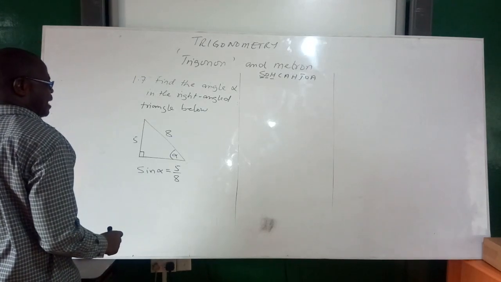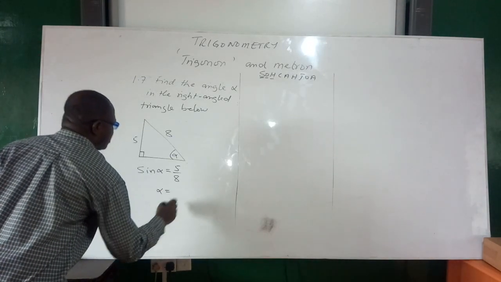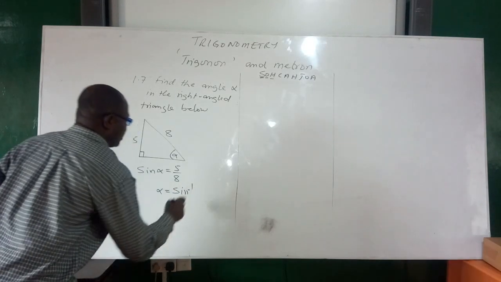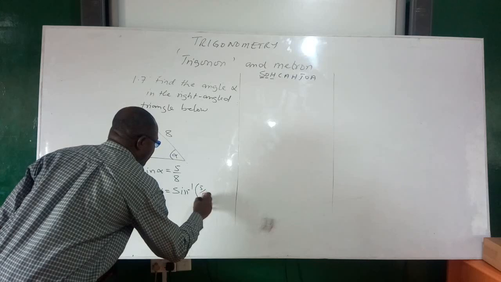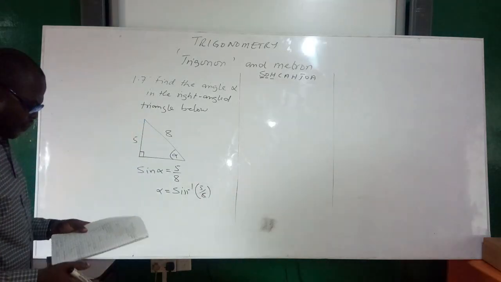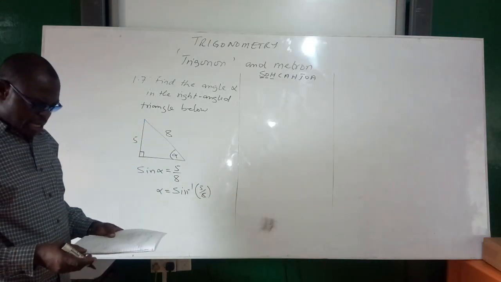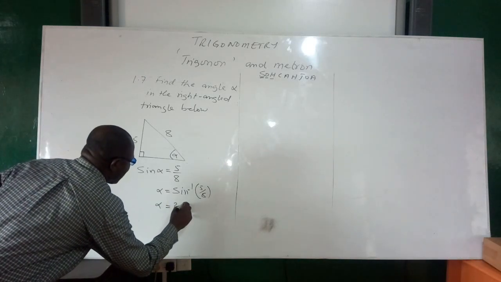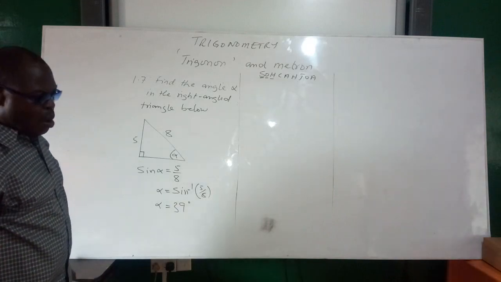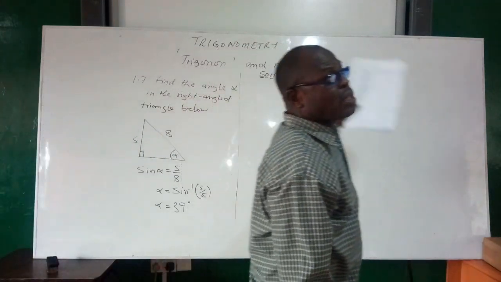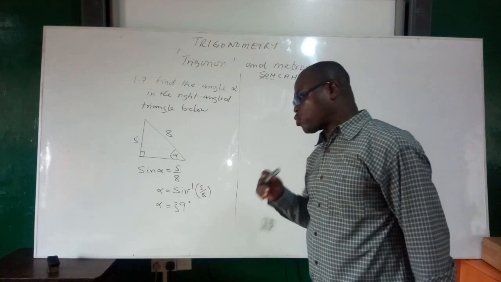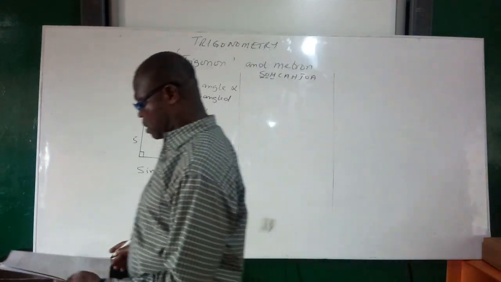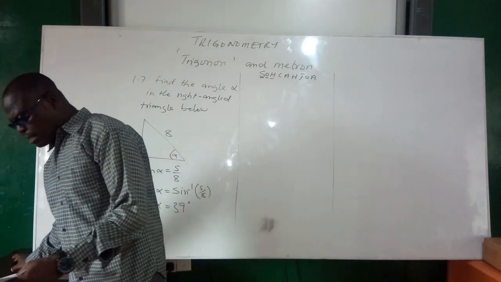We have been told to find alpha. So alpha is equal to the inverse sine of the ratio 5 over 8. Help me with your calculators. We have alpha approximately equal to 39 degrees. What we want you to memorize is SOHCAHTOA. Anything we want to do as far as trig is concerned, we cannot take it out. More questions. Let's see our next question.